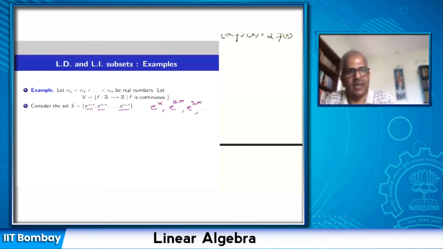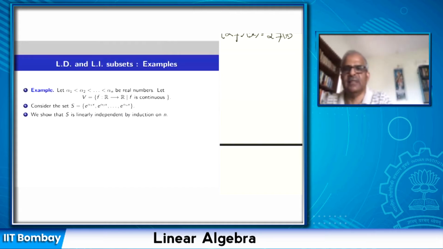I can take n real numbers alpha 1 less than alpha 2 and so on, with functions e to the power alpha 1x up to e to the power alpha nx, and let us show that they are linearly independent. To show this, I must show that no non-trivial linear combination of them produces the zero function. So take a linear combination, but we will apply induction. So take n equal to 1.